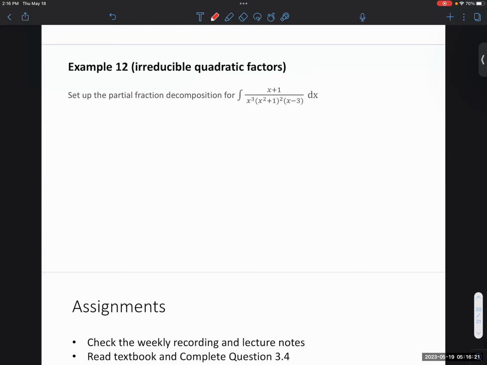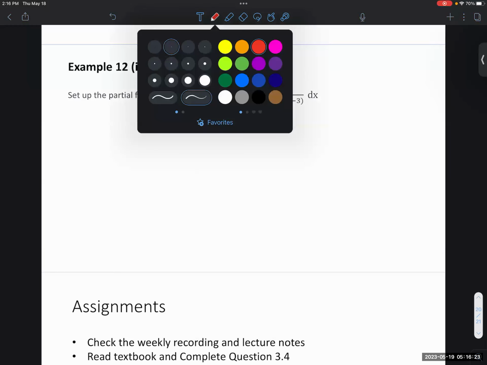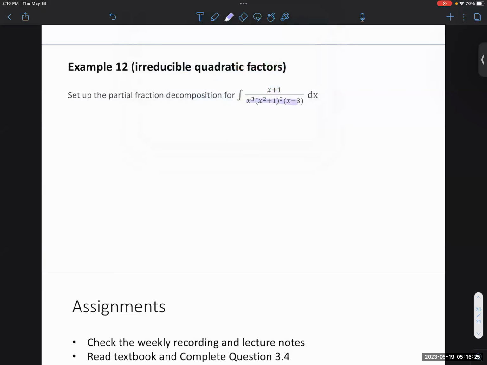Okay, the last one. Many people ask, what if I have a super complicated one? Ooh, this is a super complicated one. So we know that this is x times x times x. This is x squared plus 1, multiplied twice, and we have x minus 3. So basically, you're going to have 1, 2, 3, 4, 5, 6 partial fractions. So the number of factors is equal to the number of fractions.